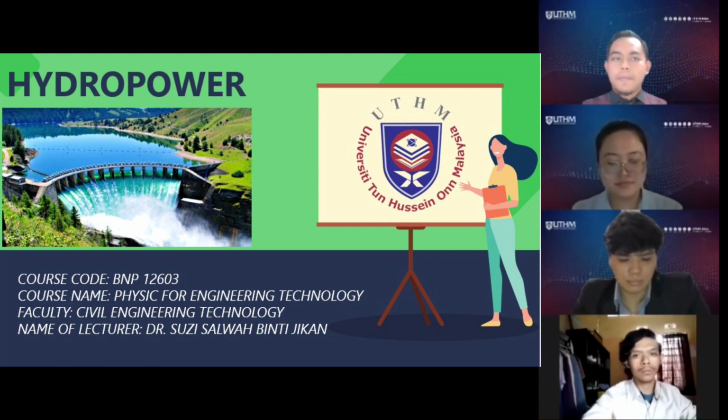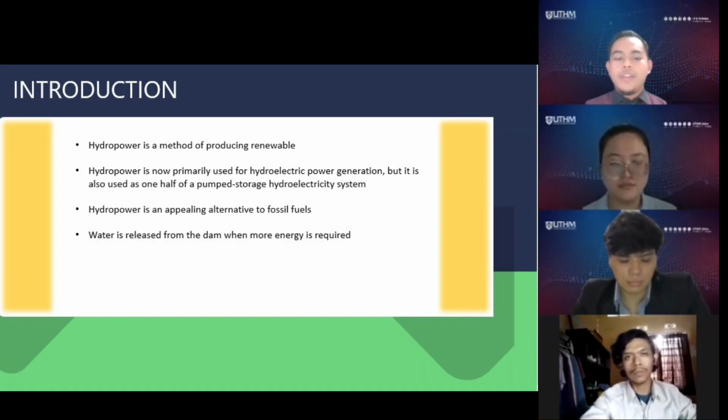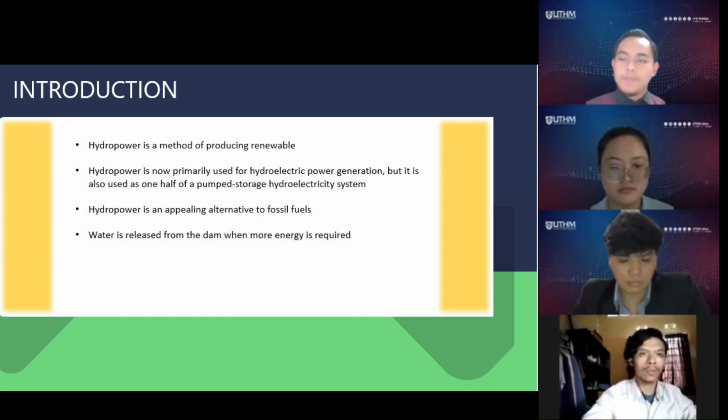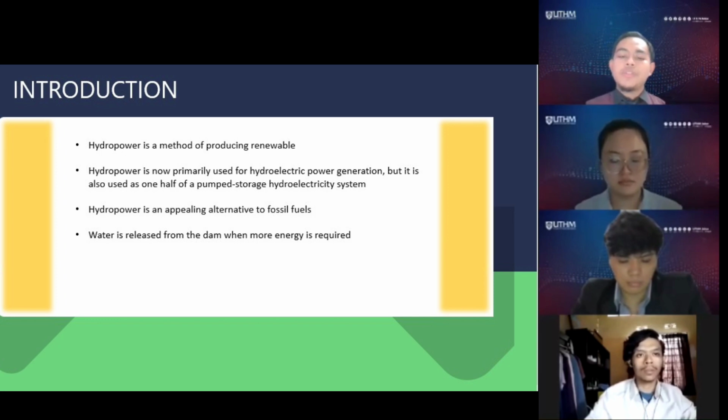Thank you to our moderator. I would like to introduce you to hydropower. As we know, hydropower is known as water power, also called hydroelectricity. It is the use of falling or rapidly flowing water to generate electricity or power machines. This is because water converts gravitational potential or kinetic energy.